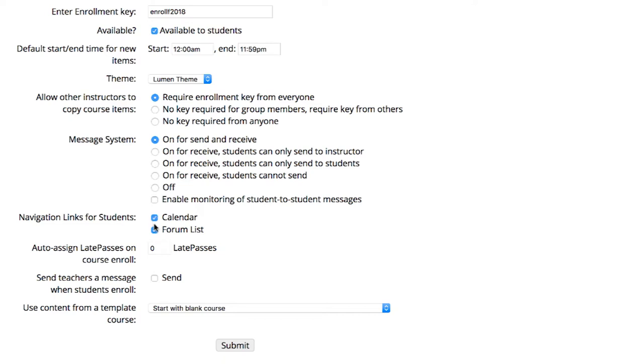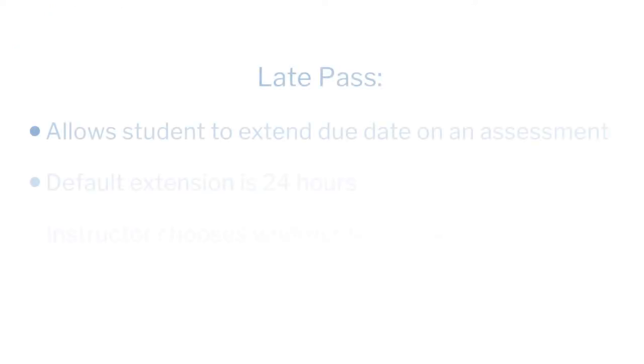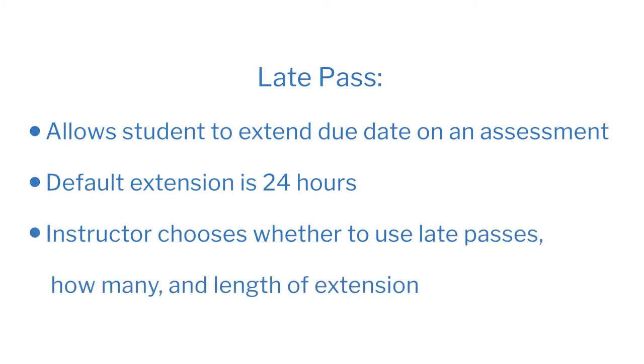Next, you can set the number of late passes you allow each student over the term of your course. Late passes are a favorite feature for many instructors and students. For assignments where late passes are allowed, students may submit a late pass before the due date to get an extension without further teacher action. The default is a 24-hour extension, but instructors can adjust the setting.